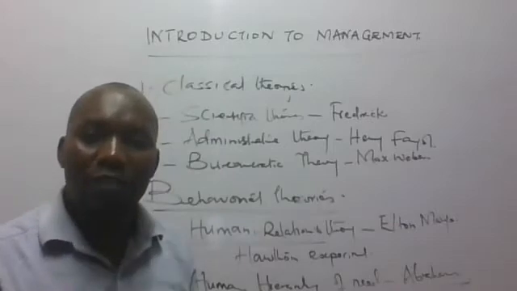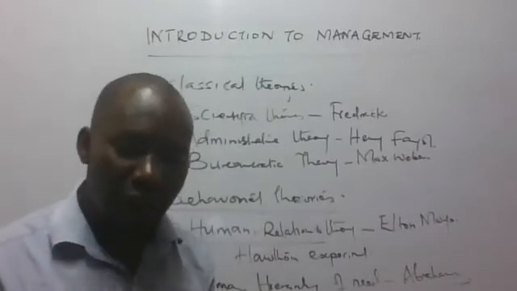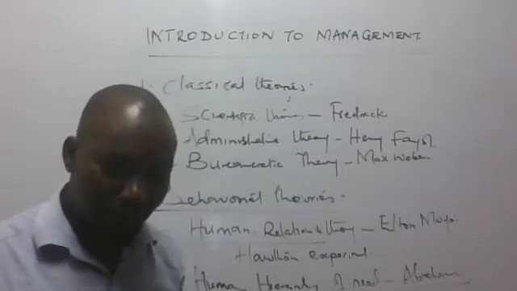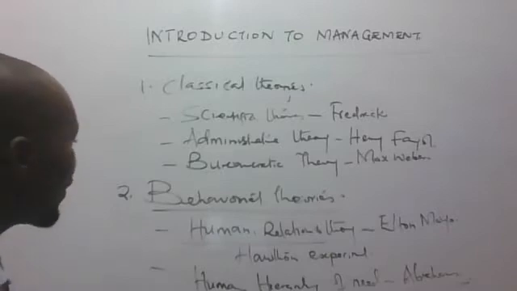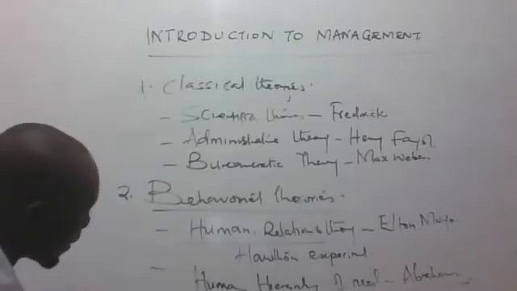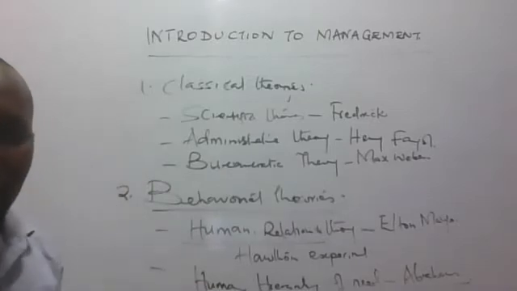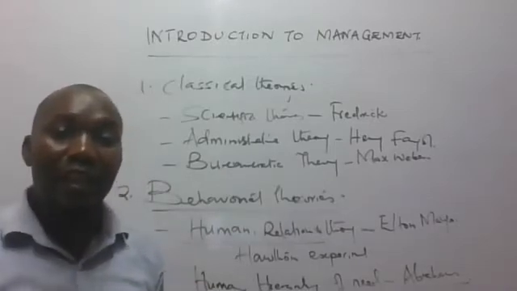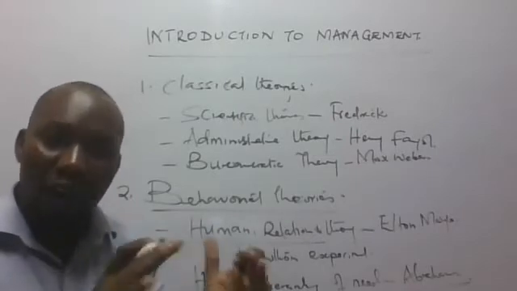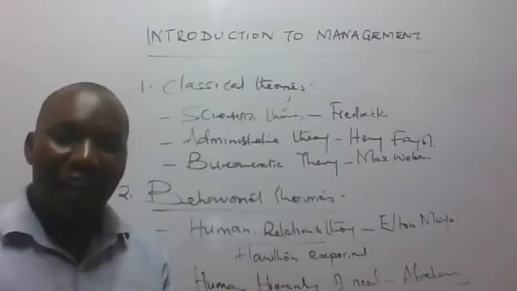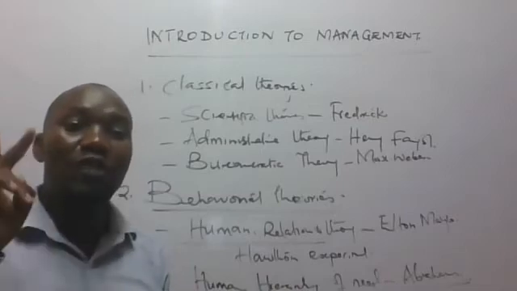Then the last person under this particular category is called McGregor. McGregor's X and Y theories. You can write that: McGregor's X and Y theory. This is the third person. McGregor said that after doing some tests, he realized that human beings are actually different. There are employees who like work, and we call them workaholics, and then there are those ghost workers who never stay in the office. So we have two types of human beings.